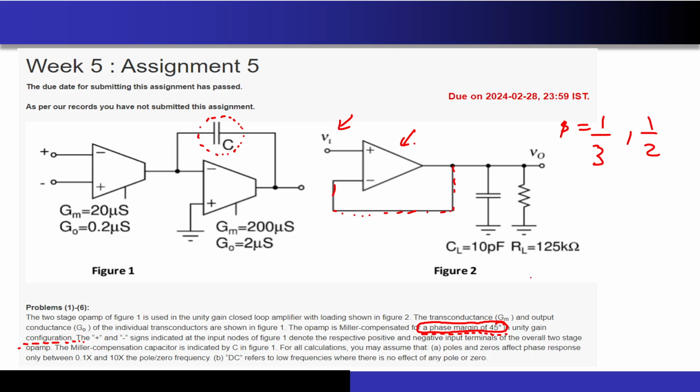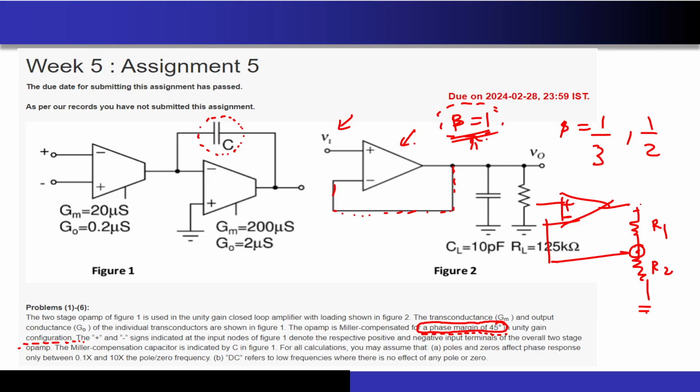Sir, can you come again, sir? Yeah, I was just saying, this is a unity gain feedback, correct? In unity gain feedback, beta is always equal to 1. So you compensated the system for beta equal to 1. Now, instead of connecting like this, if I had taken some resistive divider arrangement from the output of the op-amp, taken the output from there, and connected it in feedback like this, the phase margin will decrease. Just think again.